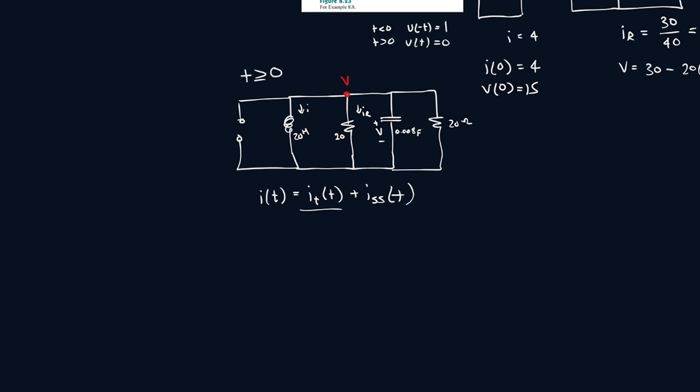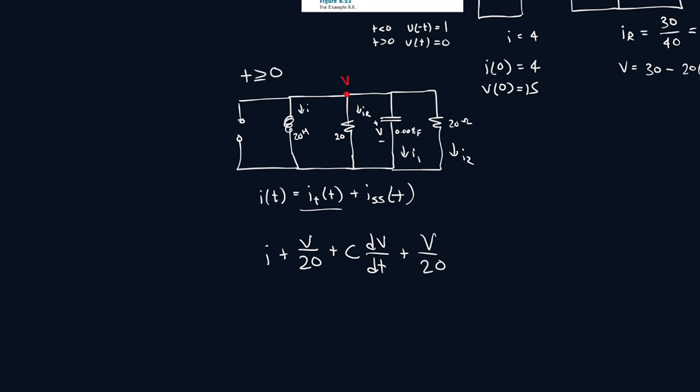So this is what we're going to do. We're going to also have this one be I1 and this one be I2. Okay? So we're going to write the nodal equations for all of this. This one, we're just going to leave it to be I. This one, we're going to leave it to be V over 20. This one is going to be C dV over dt, and this one is going to be V over 20 as well.